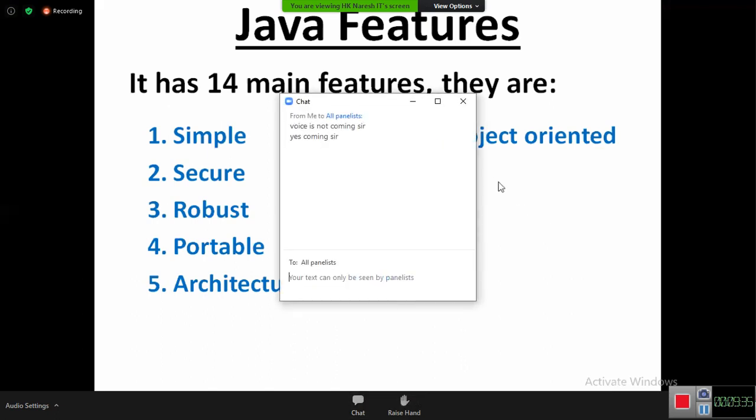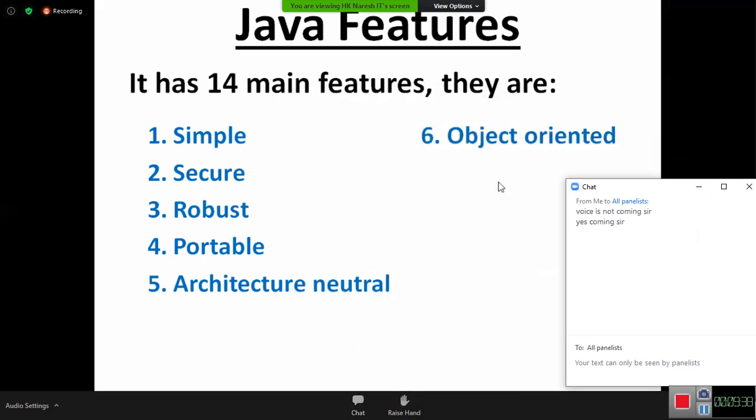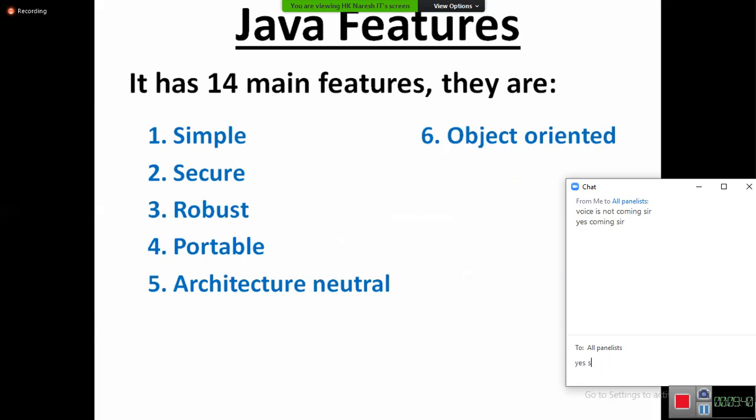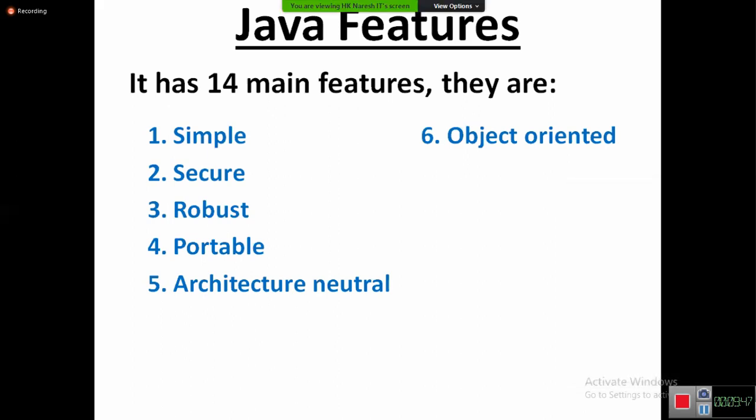Okay, fine. Now I hope you got clarity on object oriented. Java programming is object oriented programming. That means the style of programming is object oriented, class based. Shall I go to the next point? What is the next feature? Multi-threaded.